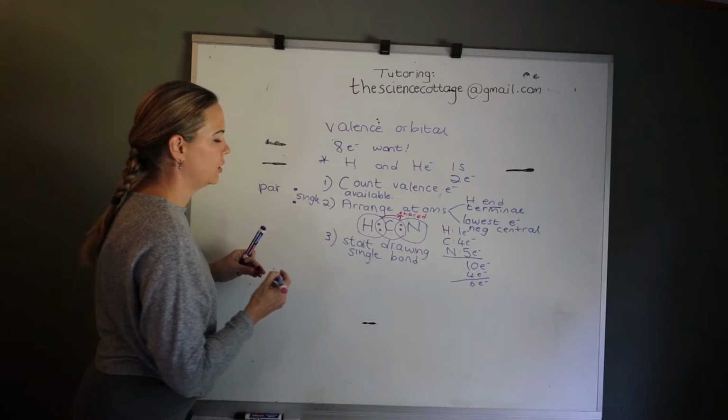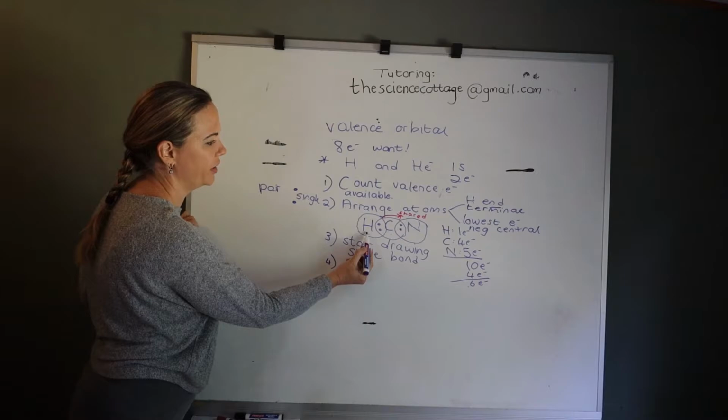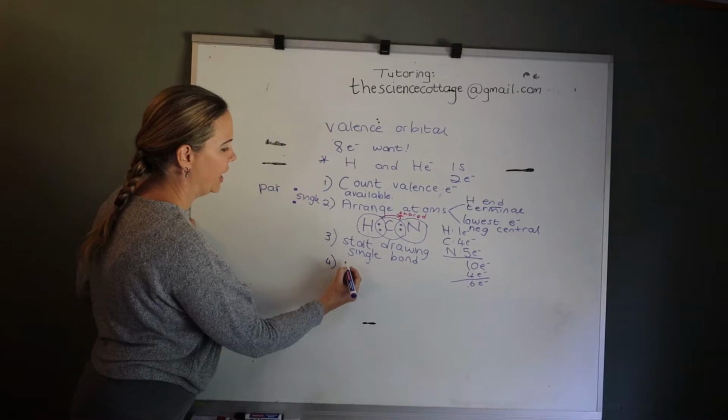The next step is now arranging the remaining electrons around the terminal orbitals. Hydrogen can't have more than 2, so we're going to look at nitrogen. By the way, if you've only got 2 atoms next to each other, if there's no third, then you'll start with the atom with the highest electronegativity.